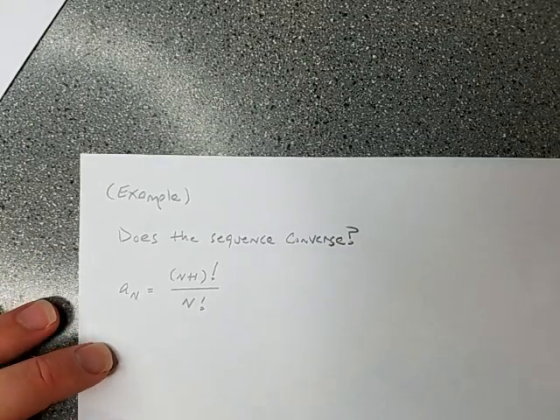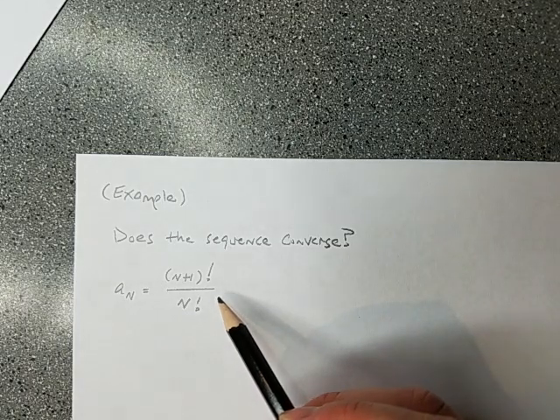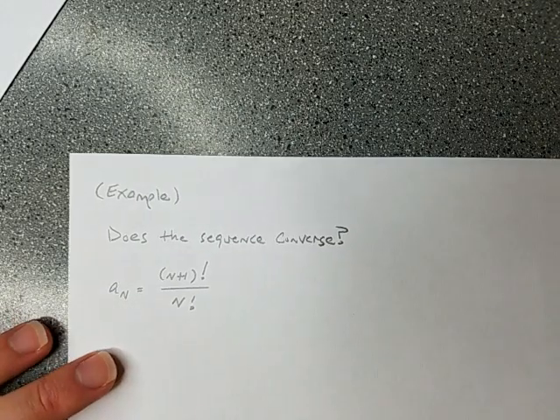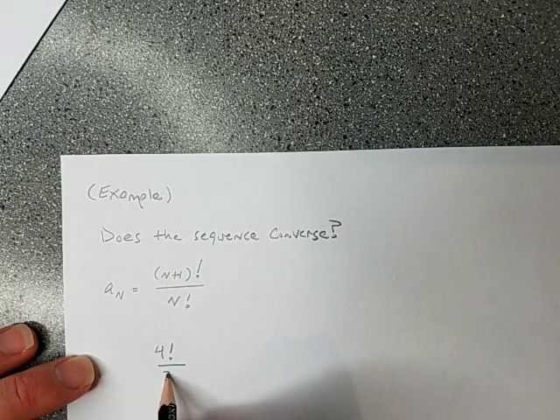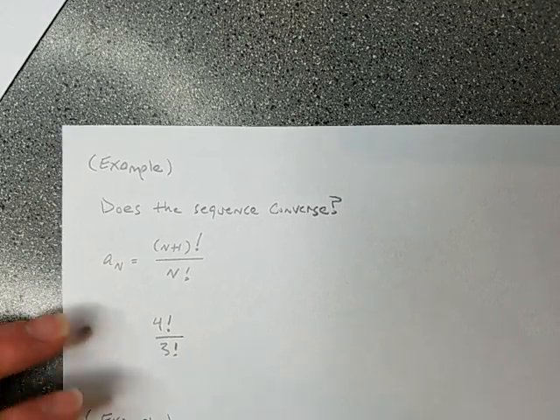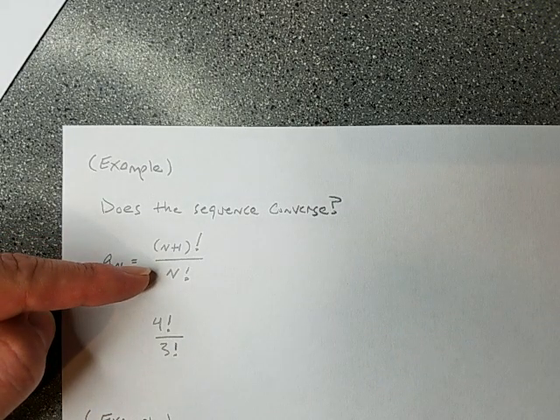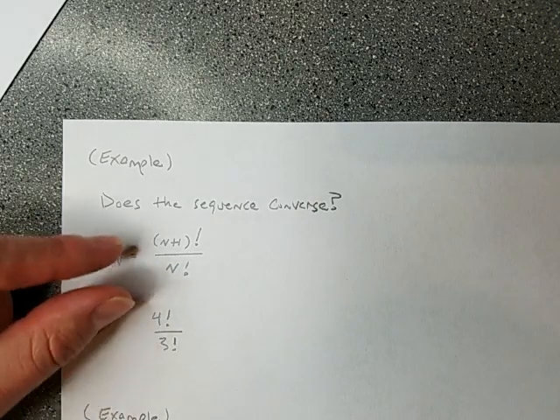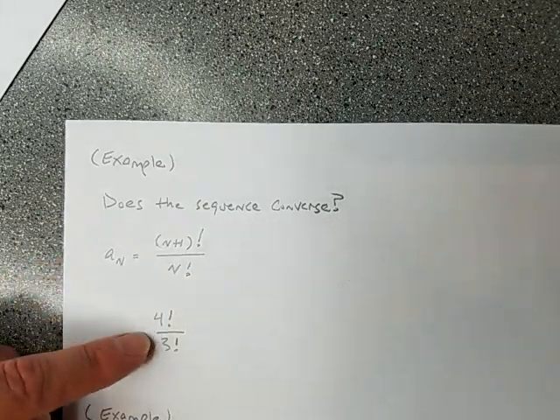Let's see, let's do, okay, does this one converge? This one had the factorials in it, so I wanted to address factorials a little bit. So this is kind of like, let's say, 4 factorial or 3 factorial. It's kind of like that, okay? This number on top is 1 bigger than that number on the bottom. Here's an example of what that would look like. Say if n was 3, that would be what you got.